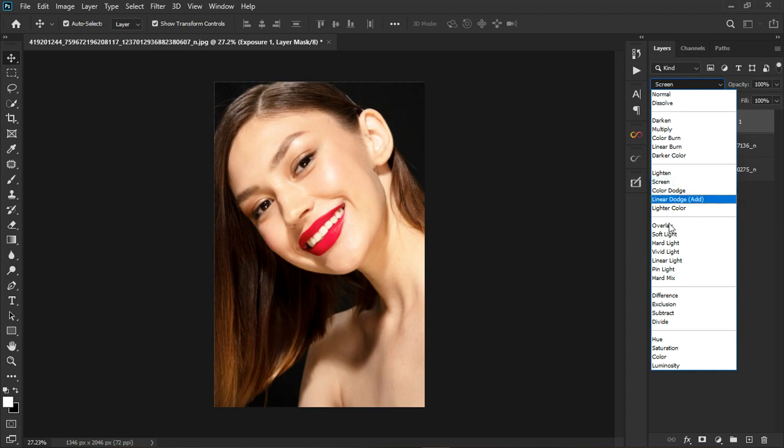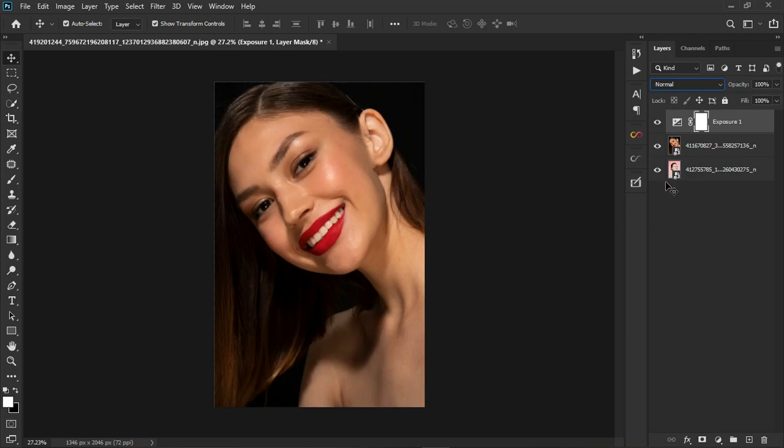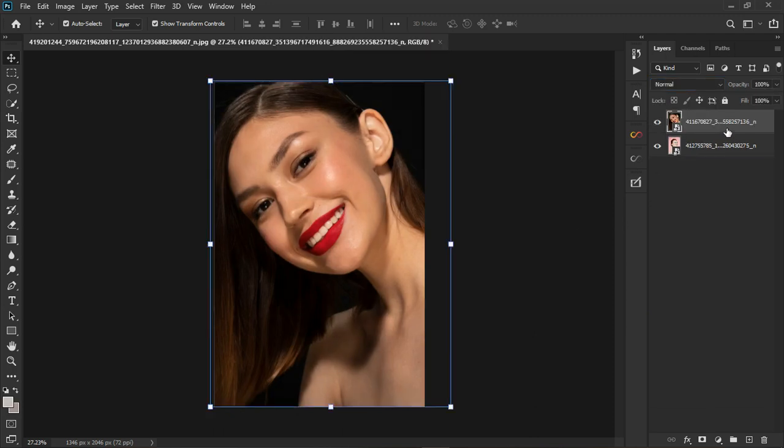Oh sorry, 5. The 5th one is divide. I will always use the divide. The divide acts as white balance. Let me show you what the divide does. Now, when to use the divide.